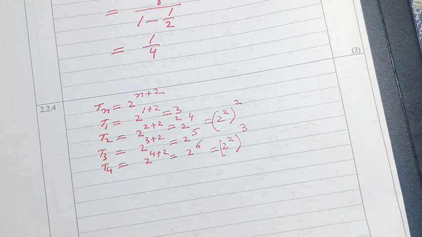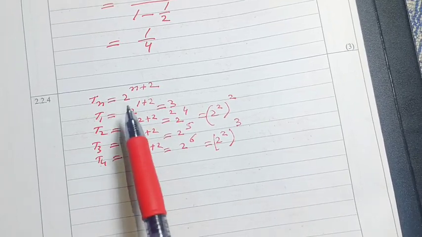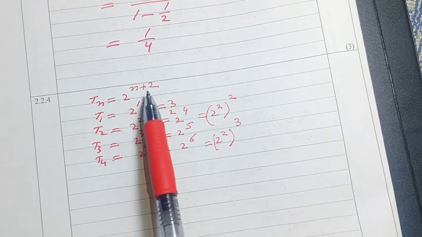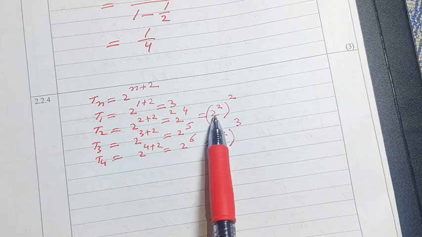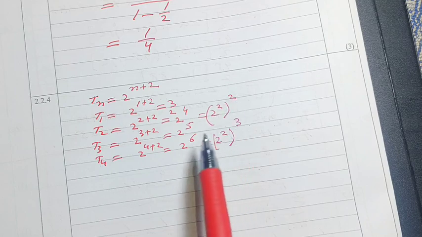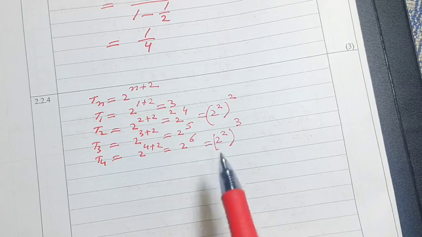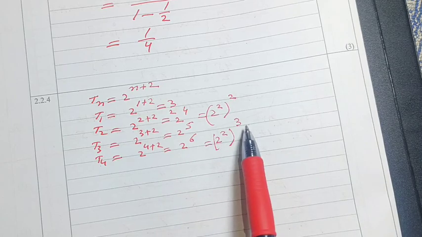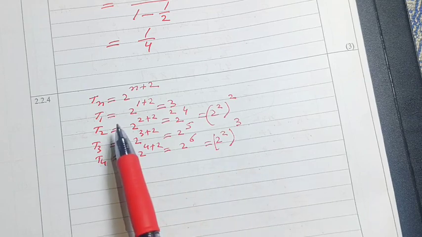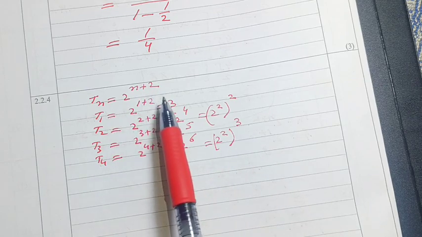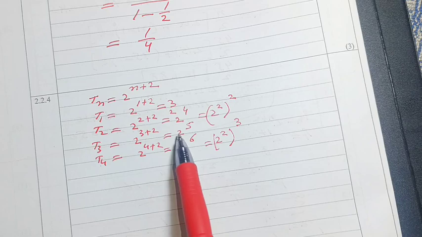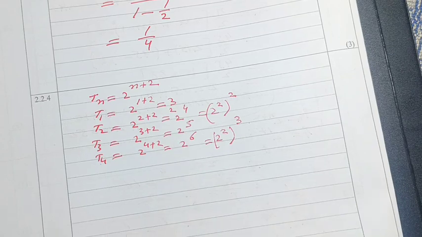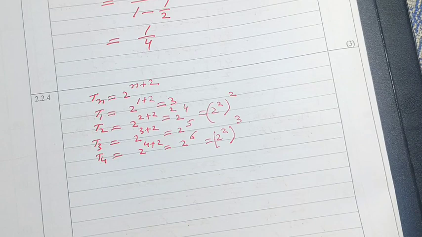Now, if n plus 2 is even, then n is even. You can see 2 power 4 you can also write as 2 power 2 to the power 2, and 2 power 6 you can also write as 2 power 2 to the power 3. But if n plus 2 is odd, then n must be odd. So the terms that are not powers of 4 are the odd values.